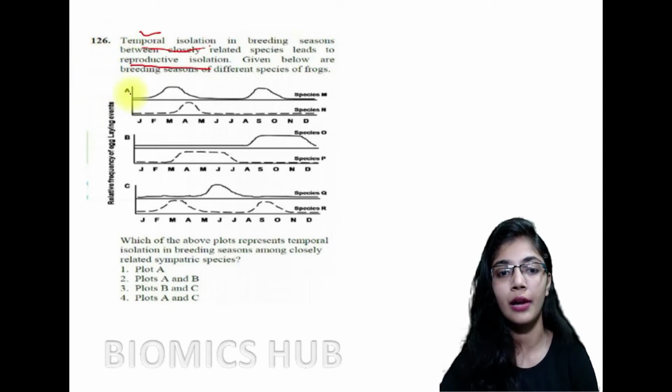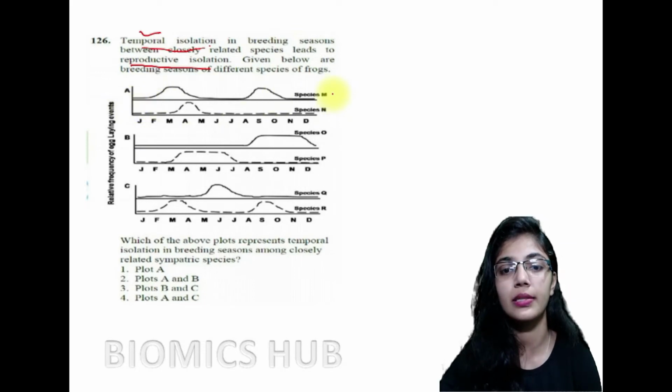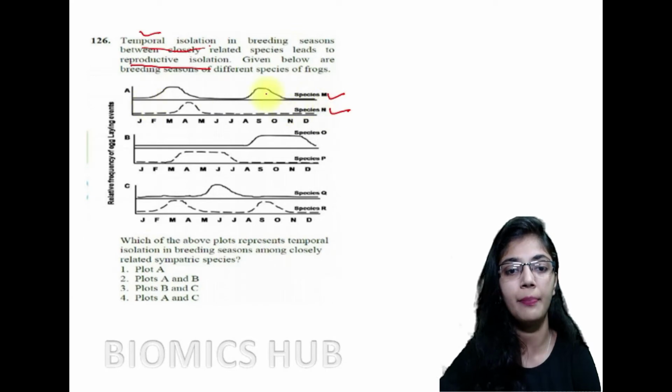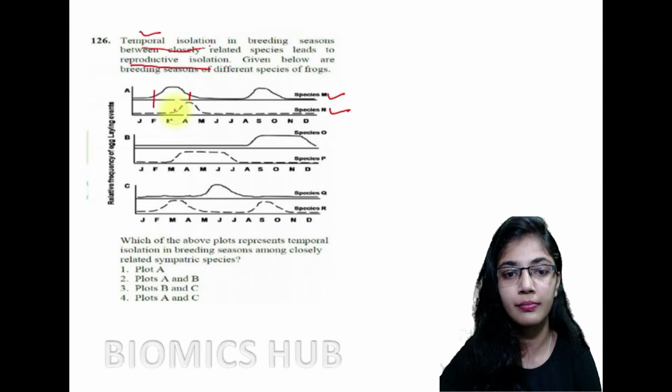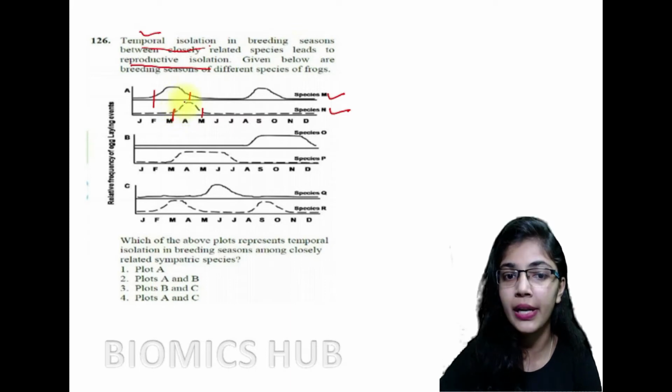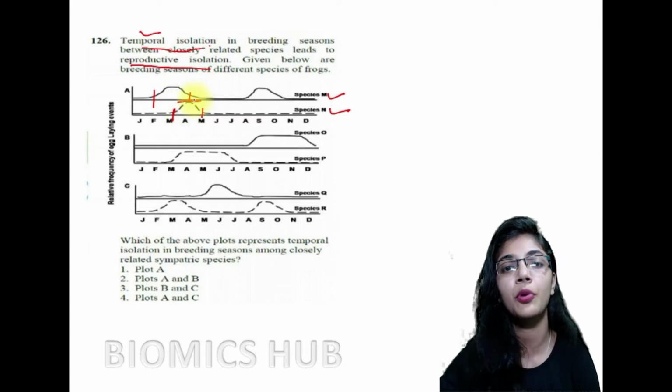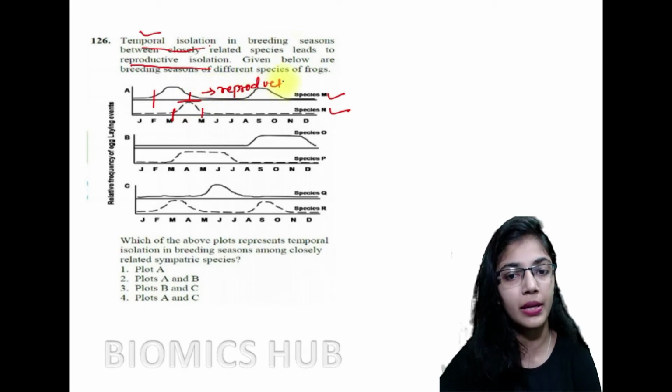Now let us see this graph. In the first graph, there are two species, species M and species N. When we see species M, its reproduction takes place from the month of February till the month of April. And when we see species N, it takes place between mid March to May. So in this case, there is a chance of breeding. Here in this region, it has a probability of breeding. So here reproduction will take place. As reproduction will take place, there will be formation of offspring.